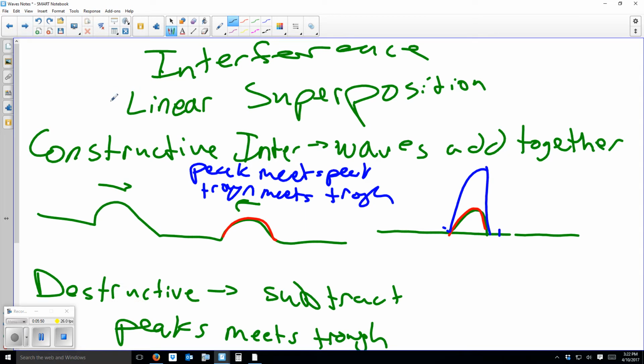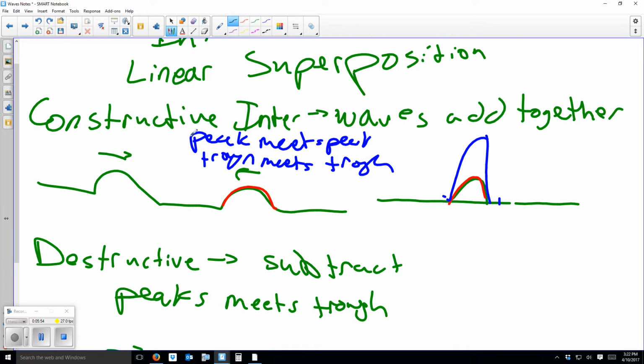This idea of interference: if you have what's called constructive interference, that's when your waves are adding together, and that is when a peak meets a peak or a trough meets a trough. So if a problem says two waves pass and they're both either peaks or troughs, you add their amplitudes together. So let's say that this guy was 5 and this guy was 3. This resulting wave here would be 8.